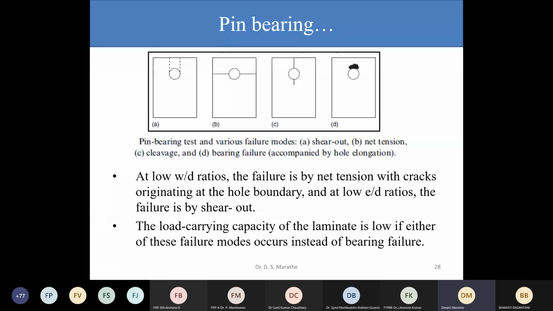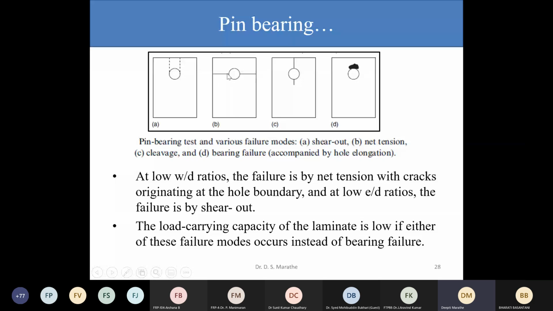So here is a shear out failure, wherein the pin is going to create forces such that there is complete failure in this particular mode, where the pin is just going to shear out the specimen. The second is where there is going to be a tensile failure, that is, the specimen is going to break in this particular direction.